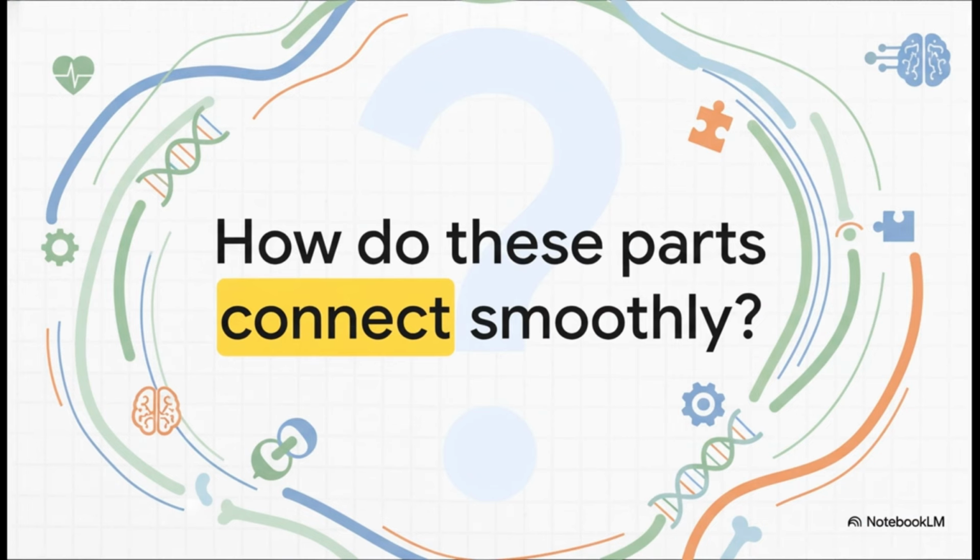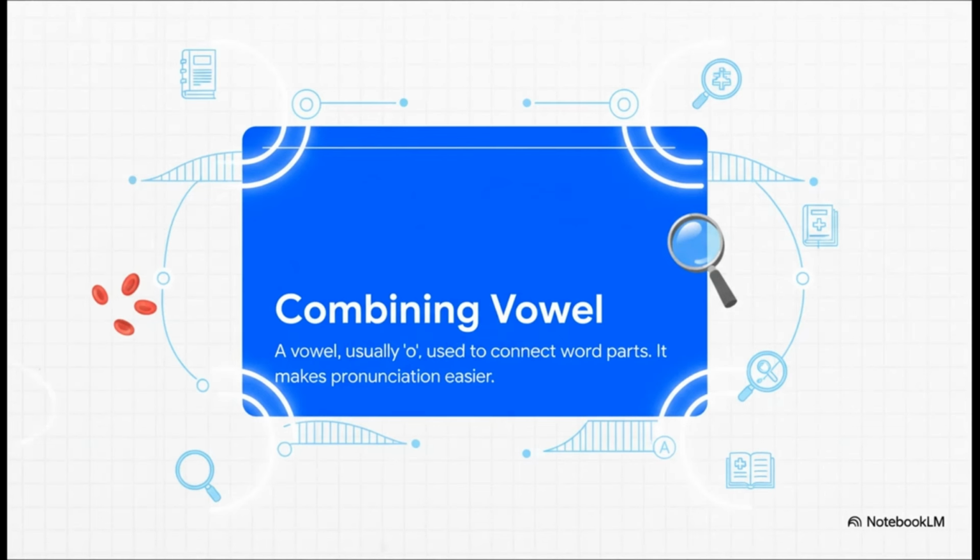Now, you might be wondering, if you just stick a root and a suffix together, doesn't it sometimes sound a bit clunky? How do all these different parts connect so smoothly to form one single word? That's where our final component comes in, the combining vowel. This is almost always the letter O, and it acts like a little bridge, connecting a root to a suffix or even a root to another root. It doesn't actually change the meaning. Its only job is to make the word easier to say. For example, in hematology, the O is just there to connect the root for blood, hemat, to the suffix for study of, which is logi.